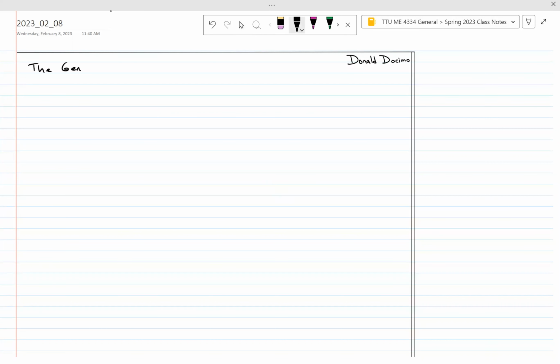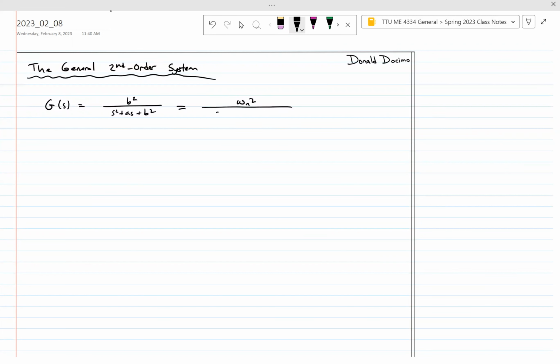Let's talk about the general second order system. That's our first topic for today. Then we're going to talk about underdamped systems specifically. All right. So we previously wrote our second order system as b squared over s squared plus a s plus b squared, right? Now we're going to write it in terms of omega n squared here. S squared plus 2 zeta, that's supposed to be a zeta, but I don't draw it well, omega n s plus omega n squared.